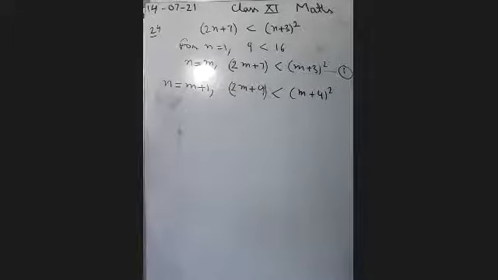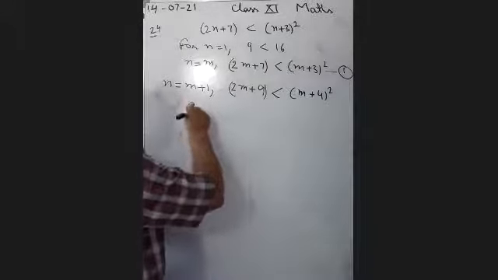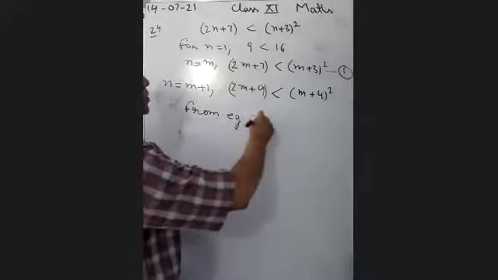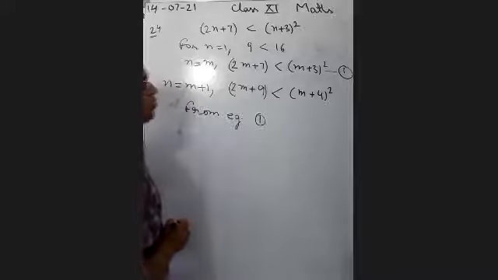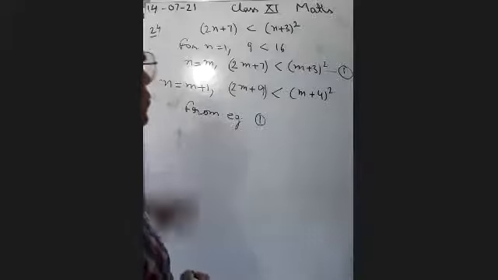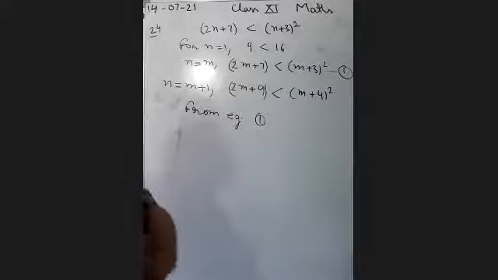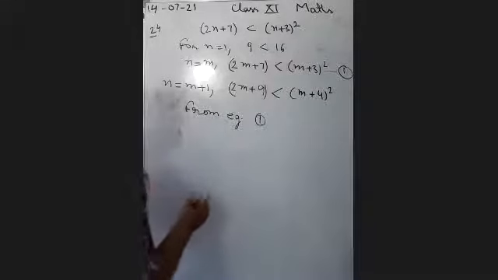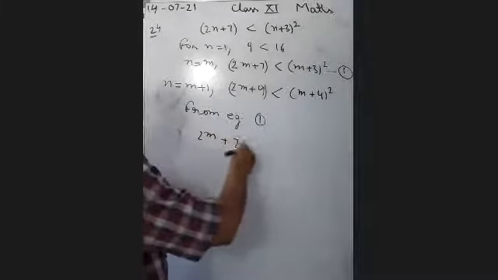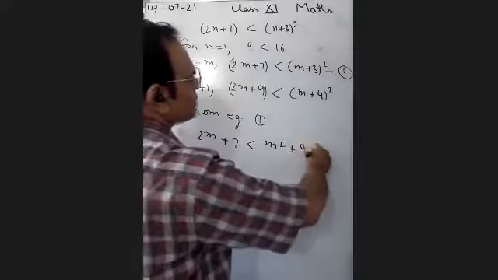Because for proving this, we are using equation 1. So from equation 1, we are starting from equation 1. And sometimes we start from equation 1. In all the questions, we have mostly started from the left hand side of what we have to prove. But here we are starting from equation 1: 2m plus 7 is less than m square plus 9 plus 6m.